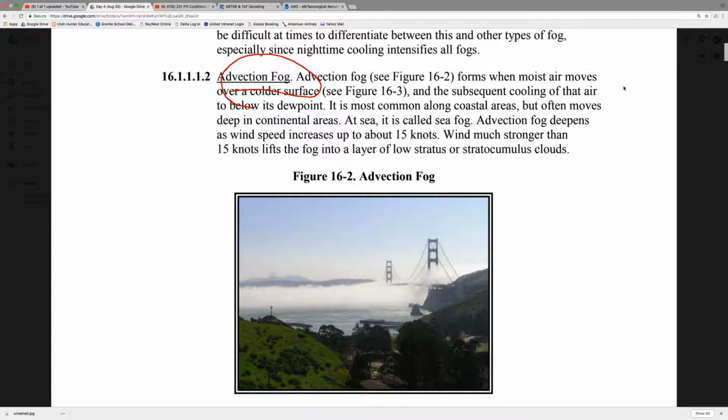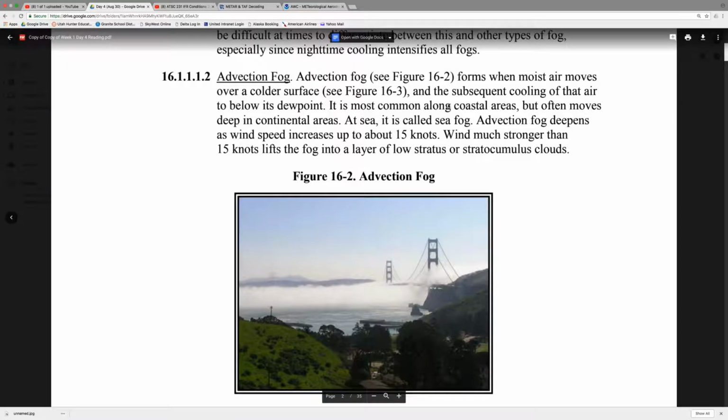So advection fog is what we're going to see along the coast of California most days, especially during the winter time. And it's associated with light to moderate winds, up to 15 knots, sometimes even up to as high as 20 knots. Okay. But it's formed a lot like radiation fog. The temperature drops down to meet the dew point.